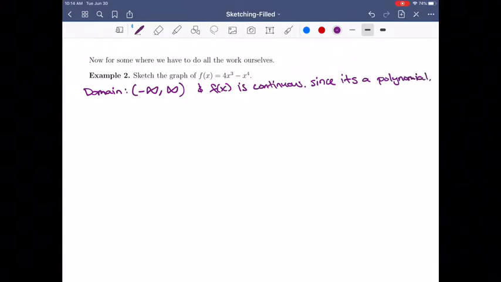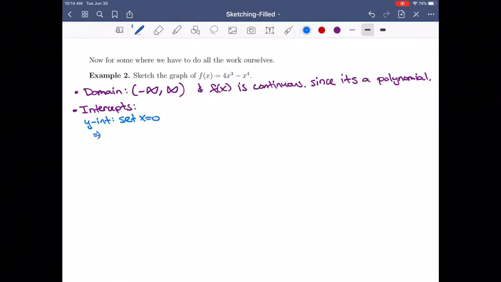Okay, so we know it's a polynomial, so it has full domain and is continuous. Now, that's one thing. Okay, what about the intercepts? So what if we want the y-intercept? We would set x equal to 0.